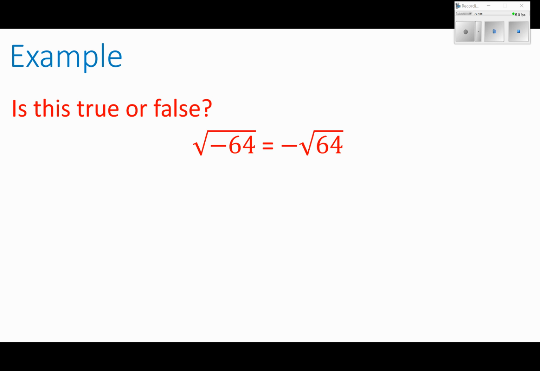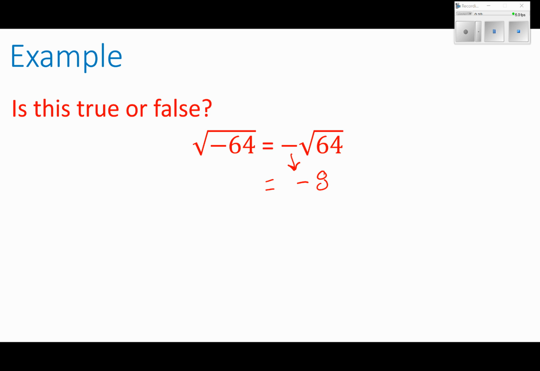All right, true or false? The square root of negative 64 is the same as the negative of the square root of 64. Let's look at this piece on the right first. A negative of the square root of 64. I do the square root first, so we'd have 8, and this negative would just drop down. So a negative of the square root of 64 is simply negative 8.